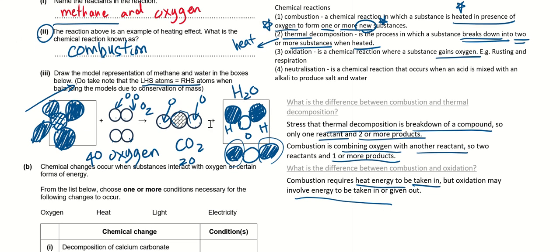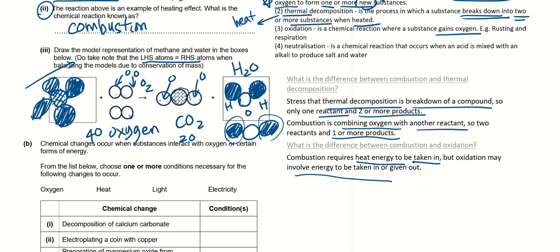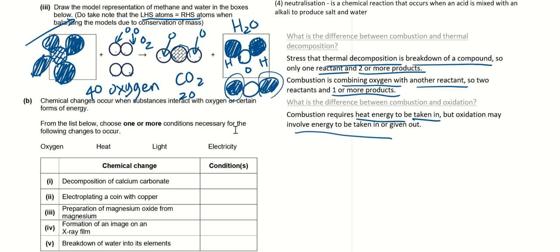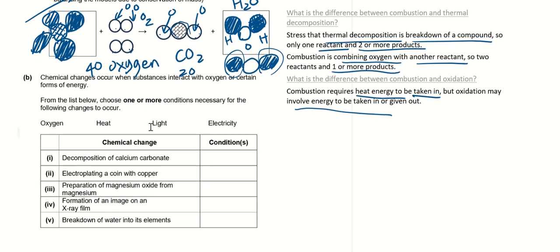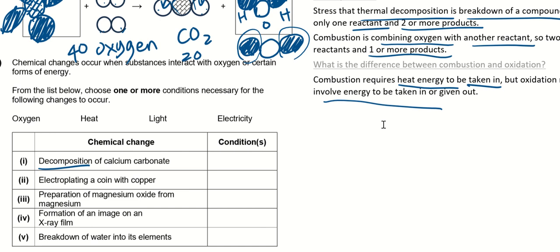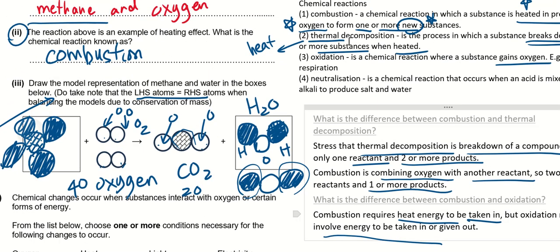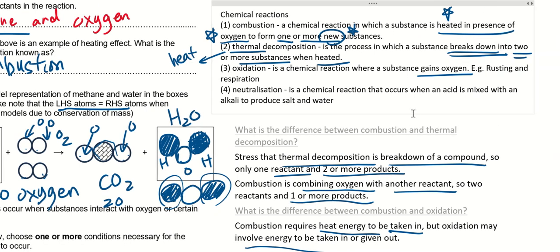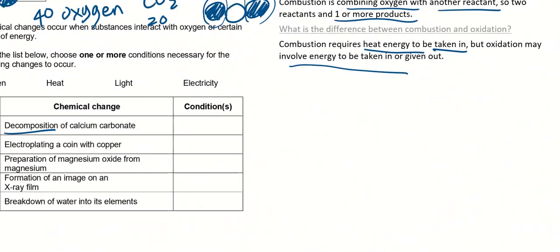Okay, but you should always try to make sure the number of atoms on the left hand side must be equal to the number of atoms on the right hand side. Now, chemical changes occur when substances interact with oxygen or certain forms of energy. From the list below, choose one or more conditions needed for the following changes to occur. Decomposition of calcium carbonate. So this is our thermal decomposition. So thermal decomposition is a process in which a substance breaks down into 2 or more substances when heated. So it will definitely need heat.